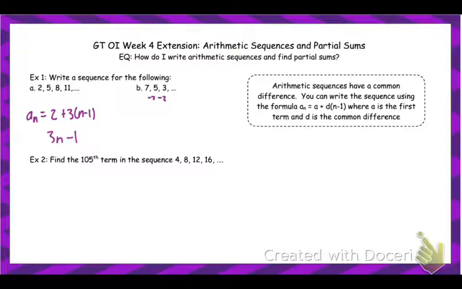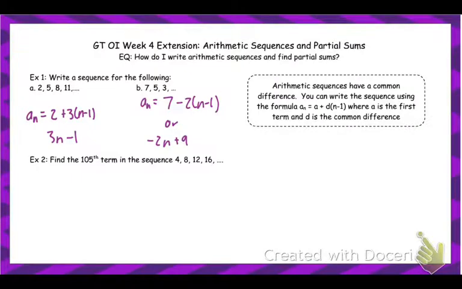All right, let's look at the next one. So I would do a sub n is equal to 7 minus 2 times (n minus 1). Again, if you want, you can rewrite that and make that negative 2n plus 9.